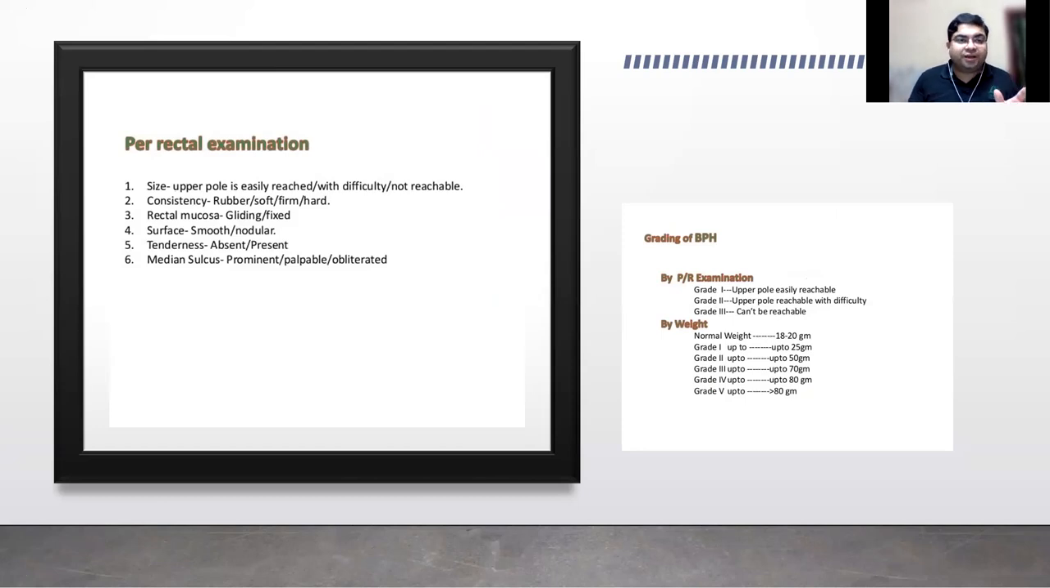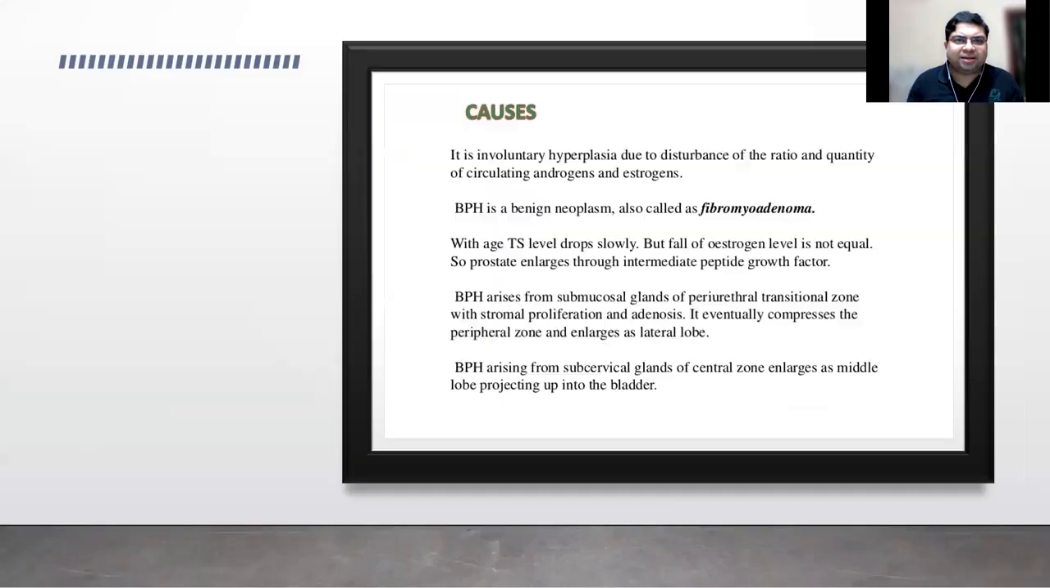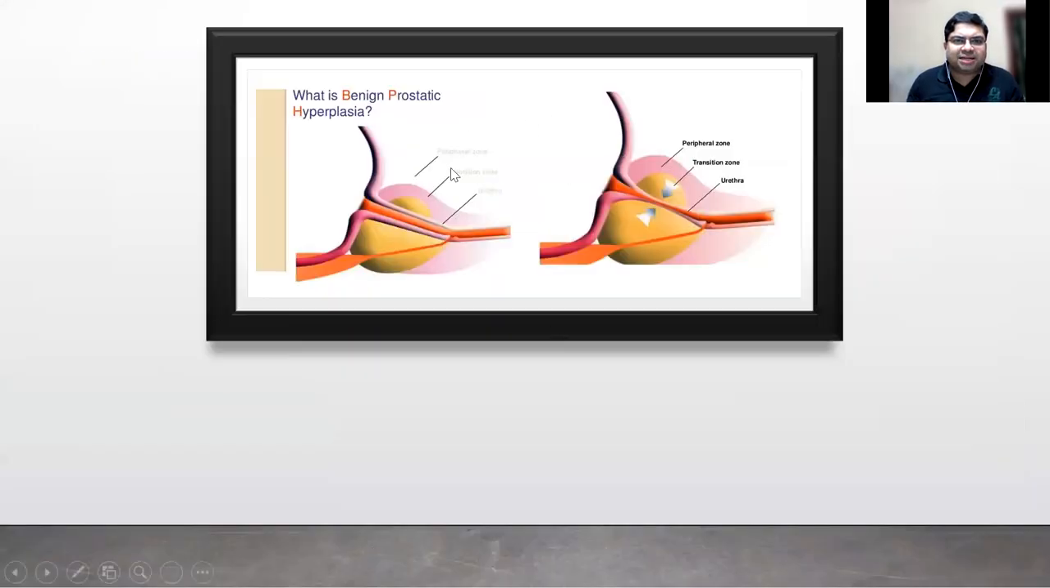Rectal mucosa gliding, fixed, surface smooth, or find some nodular. Nodular means, because very important, prostate cancer develops in the peripheral zone. If you go back to my previous slide, it's very important. Prostate cancer happens in the peripheral zone. So to diagnose prostate cancer, you have to take biopsies from the rectum and not from the urethra.